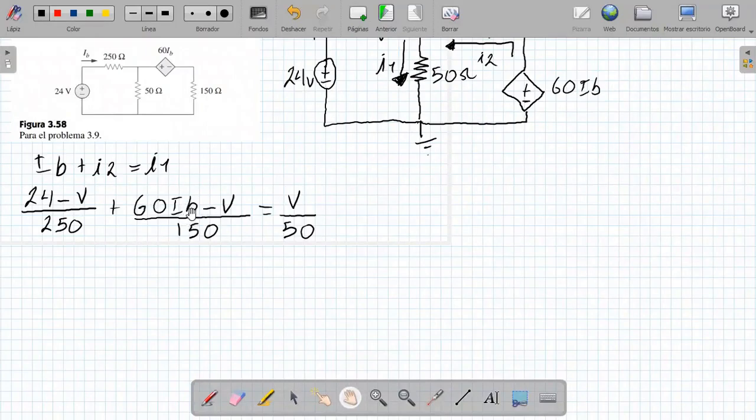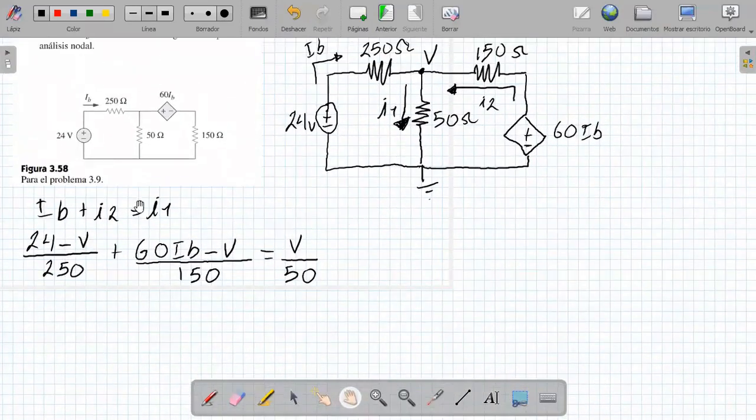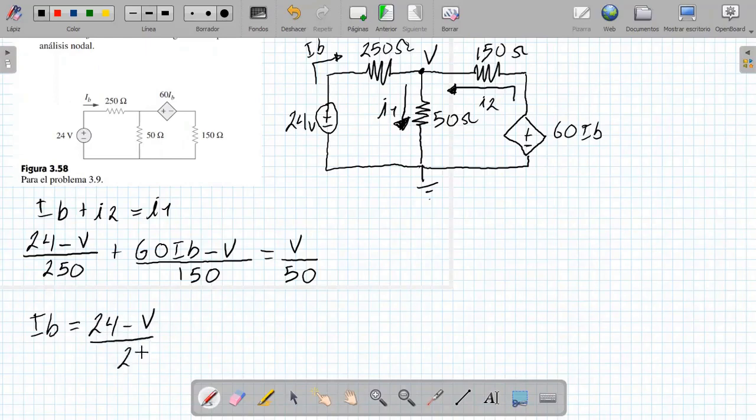Now I'm going to come down here. I have an unknown variable, but this V, which is the one here, which is the same one that is here, tells me that IB is the one that comes here, and the one that comes here is 24 minus V over 250. I know that IB is equal to 24 minus V over 250. What I'm going to do is replace it here.